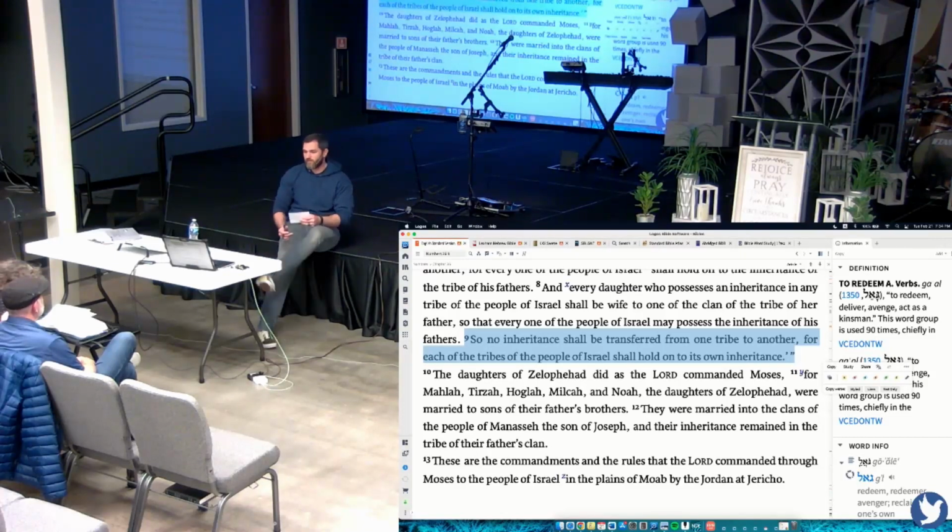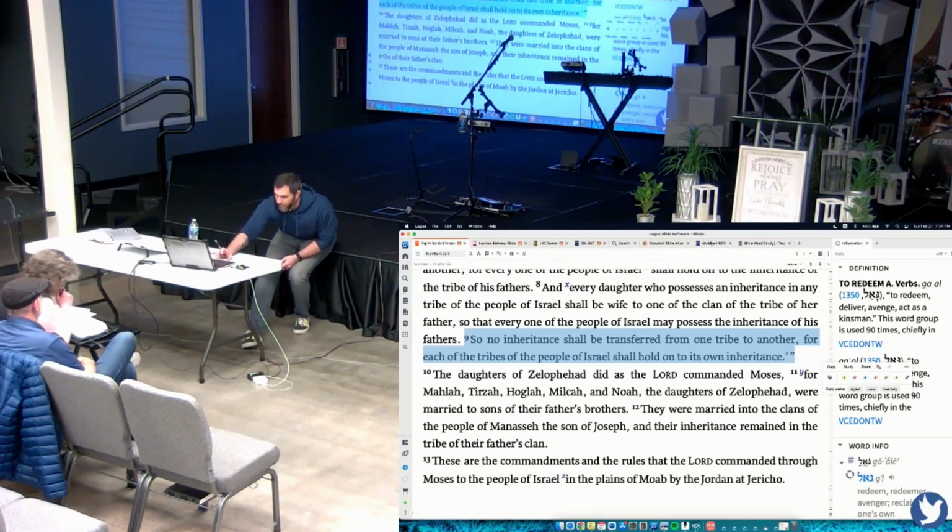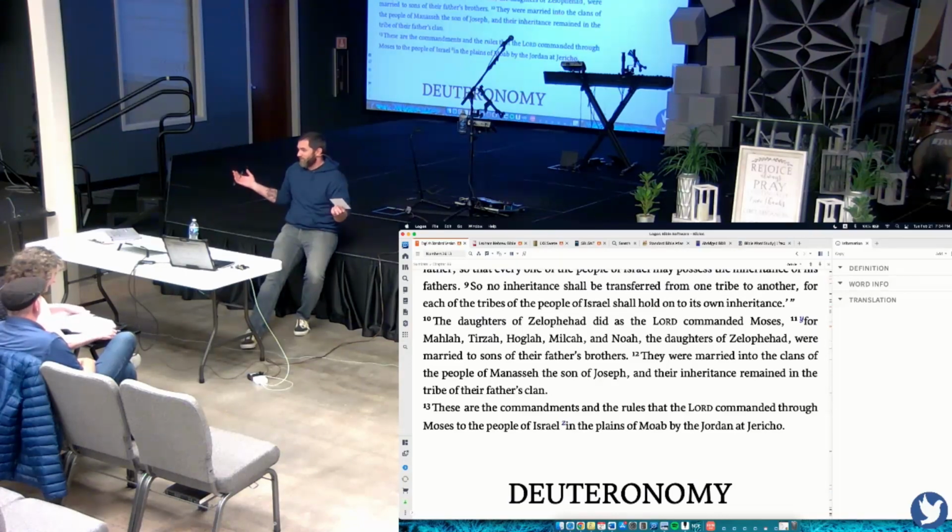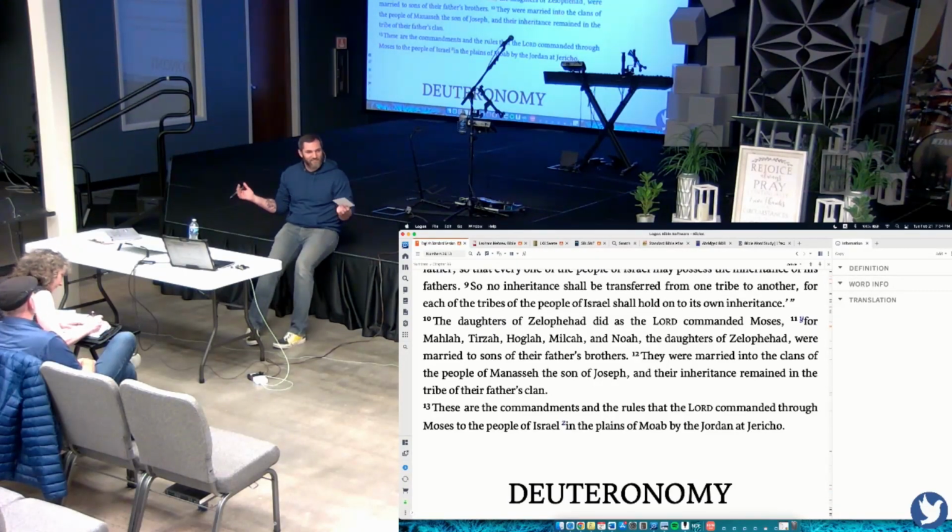Verse 9, so no inheritance shall be transferred from one tribe to another, for each of the tribes of the people of Israel shall hold on to its own inheritance. So it is secure. And this is the really weird story that ends the book of Numbers. It just seems like it kind of stops in this strange, abrupt place and screeches to a halt. And Moses just says, these are the commandments and the rules that Yahweh commanded through Moses to the people of Israel in the plains of Moab by the Jordan at Jericho. And that's the book of Numbers.